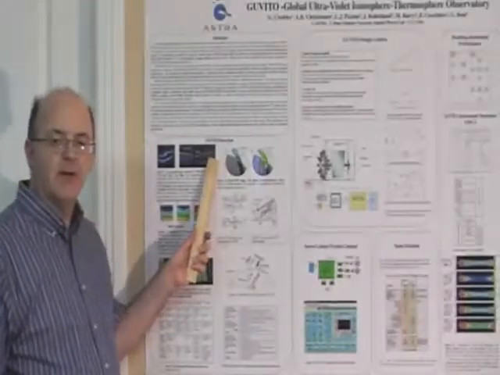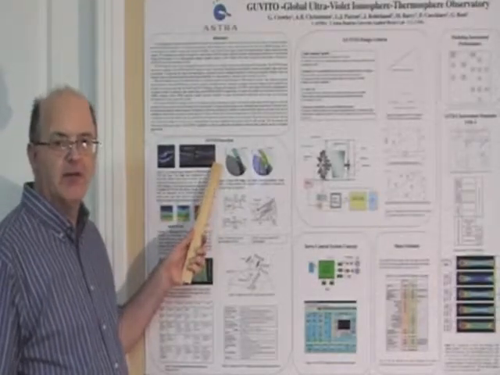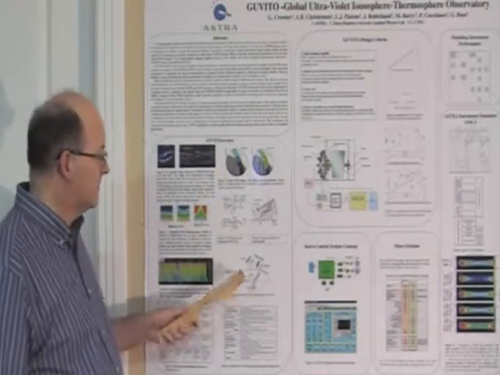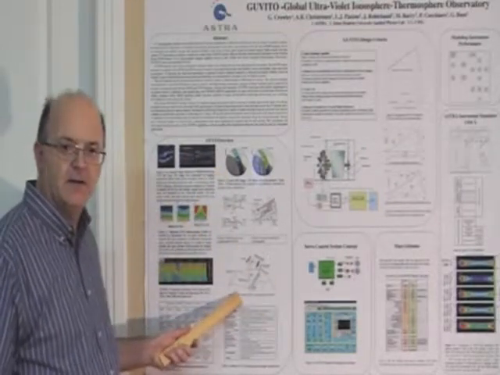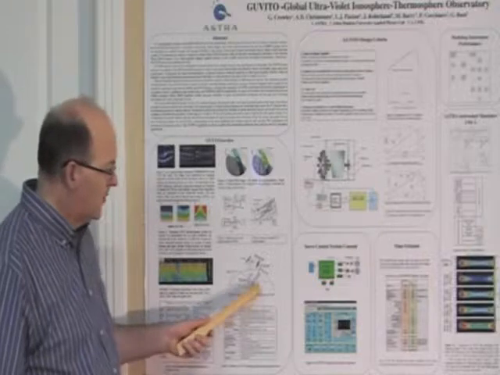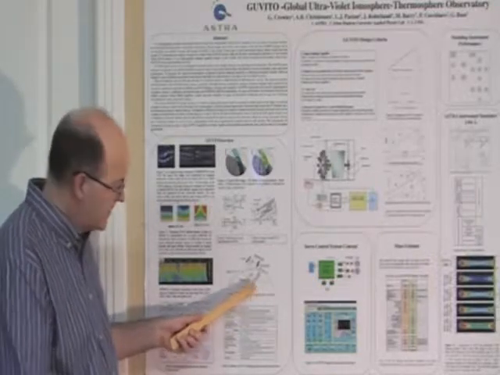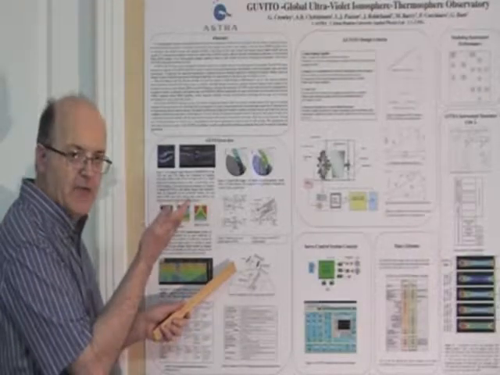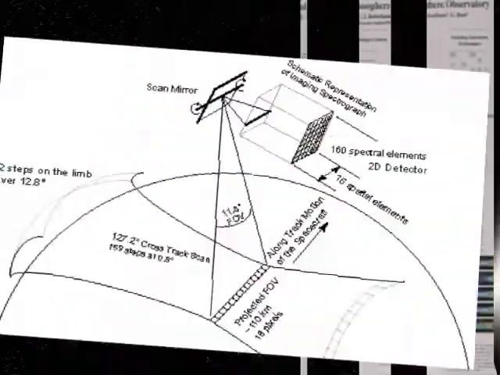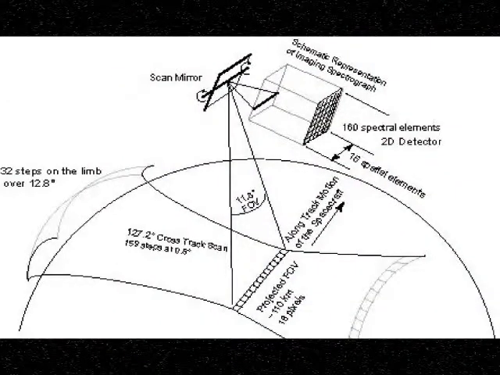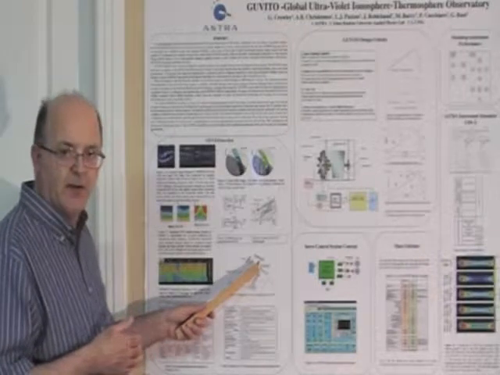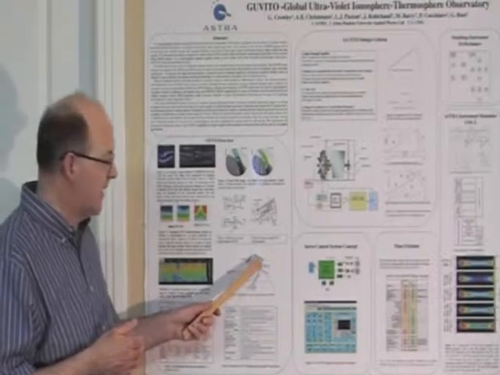So now I want to talk about the GUVI instrument that was the predecessor of Guvito. GUVI flew on the NASA TIMED satellite, and here's a picture of the scan pattern for GUVI. GUVI looks down on the disk of the Earth, scans up onto the limb to about 520 kilometers, then flips back and does the whole thing again. It does this all the time as it's traveling in an orbit perpendicular to that scan pattern.